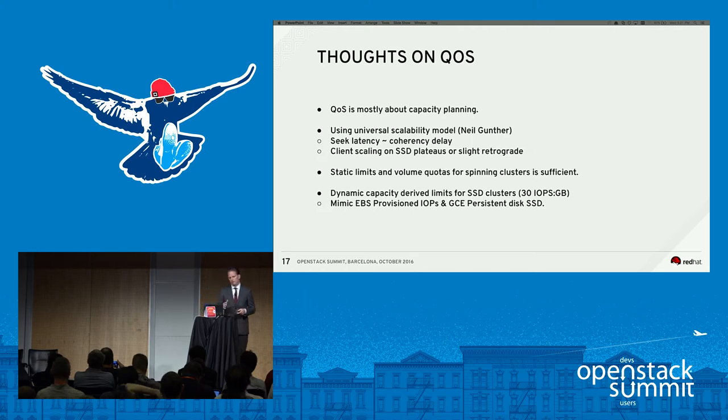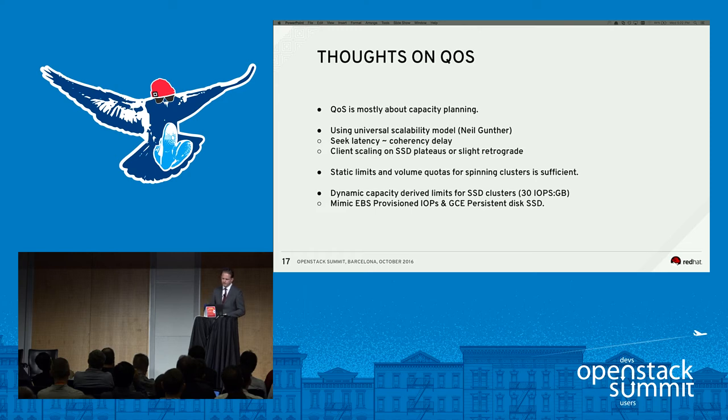And so what that leads to is you can do the sorts of provisioning that we see in the public clouds, and being able to have that in Cinder, being able to do capacity derived limits for your SSD pools, where you give a ratio. So you say, for my volume type, I want to give 30 IOPS per gigabyte of storage that the tenant provisions, or I want to do 3 IOPS if you wanted to do something closer to a general purpose SSD tier.